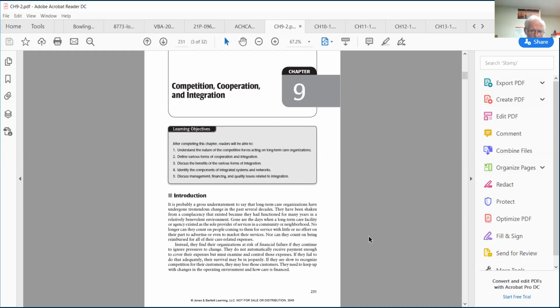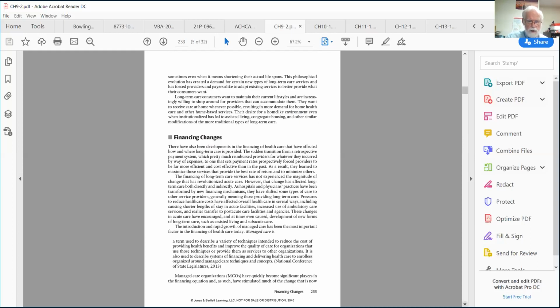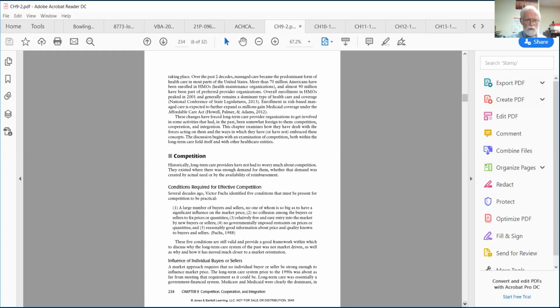Competitive forces, I mean, there are a lot of these things. One hopes that part of the result of these competitive forces is that they actually lead to better care. However, with the number of people and the constraints on getting in, that may or may not actually be true. So this chapter is good for looking quickly at the environment of long-term care and the changes in financing that have arisen over the years, including Medicare and Medicaid, managed care organizations, and so forth.